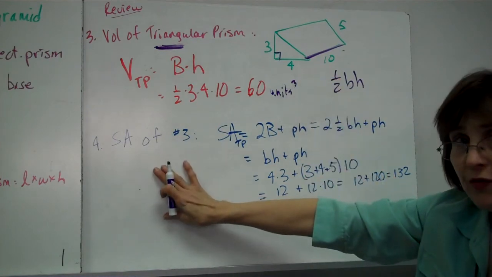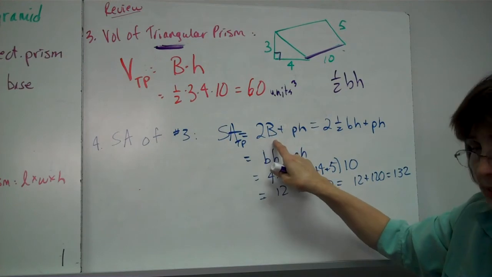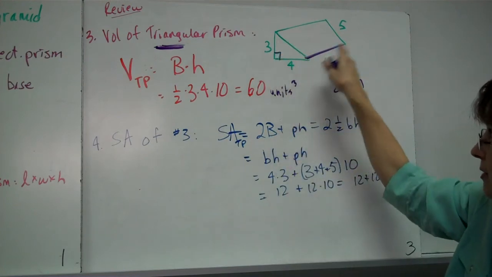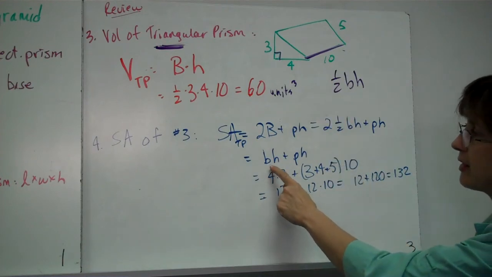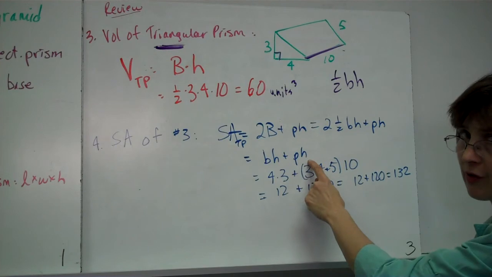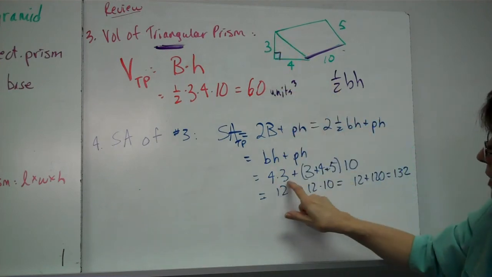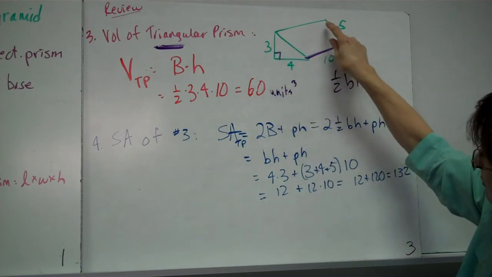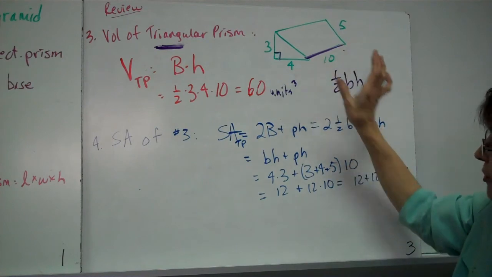For the surface area, remember the surface area of a triangular prism is 2 times the area of the base, because I have 2 bases to cover, plus the perimeter times the height. Of course you can shorten it down again to base times height plus the perimeter times the height of the whole prism. You plug in your numbers. The base and height is 4 by 3, plus the perimeter is 3 plus 4 plus that side. That side is the same as this side, which is 5. So 3 plus 4 plus 5 times the height of the whole prism.